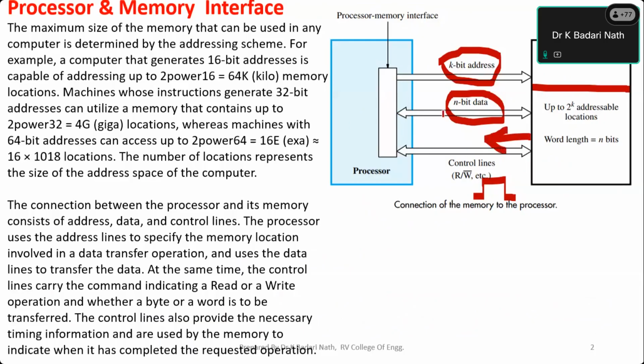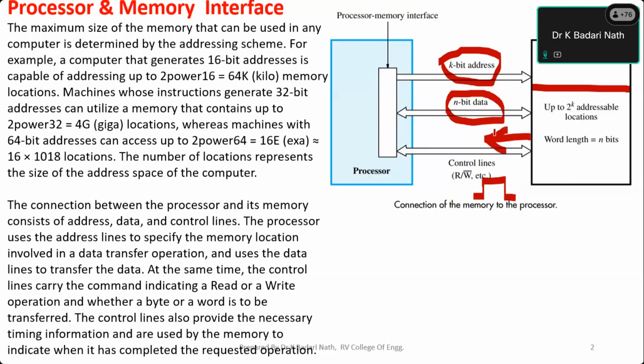So after we write the data, we will keep watching the signal. Is the memory function complete? The signal is generated by the memory. If the signal is generated, that means the signal becomes 1. That's an indication to the processor that I can write the next data.